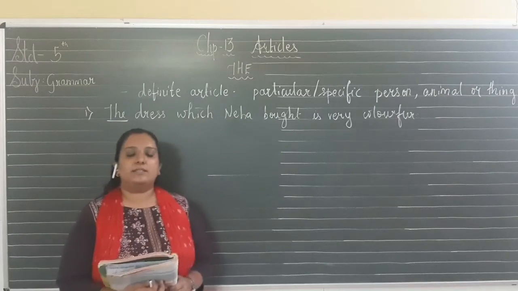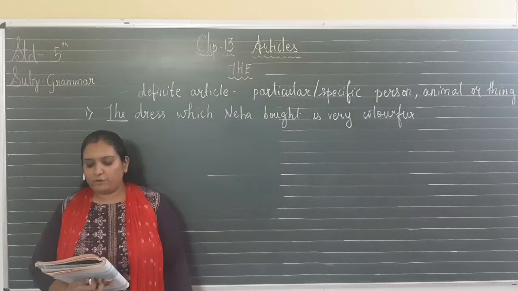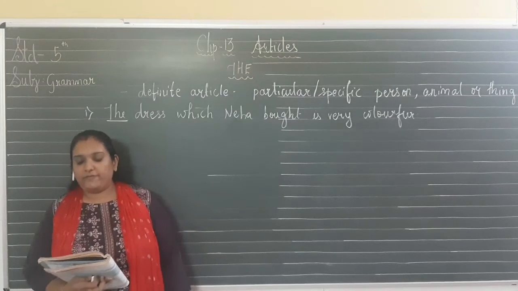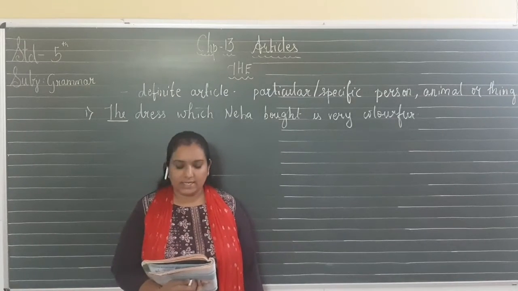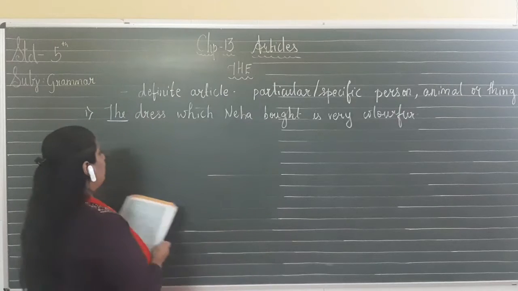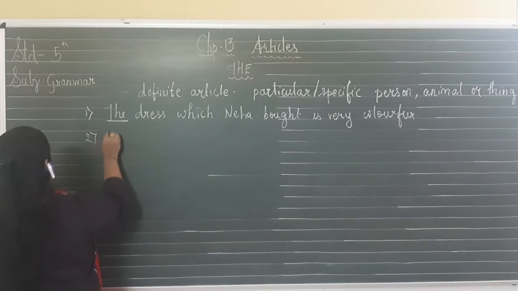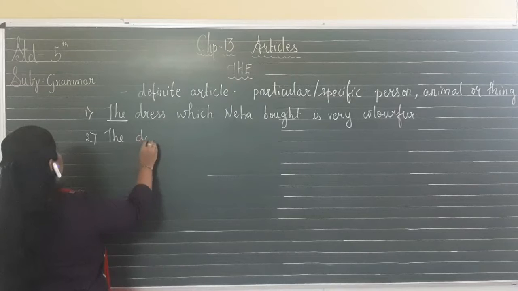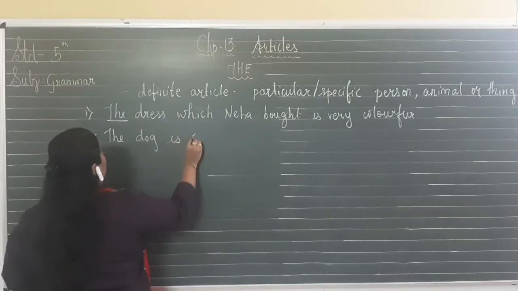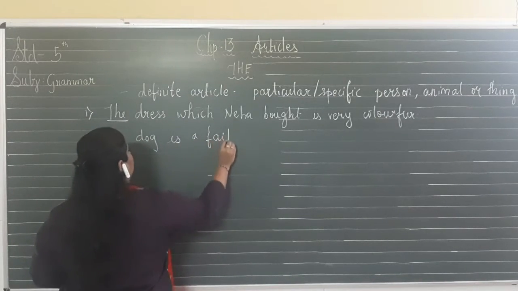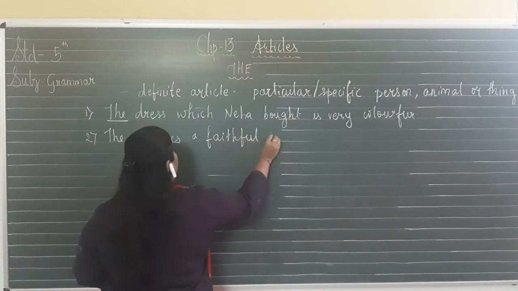Now let us have a look at the second rule. Before a singular countable noun, when it represents the whole class it belongs to. For example, the dog is a faithful animal.